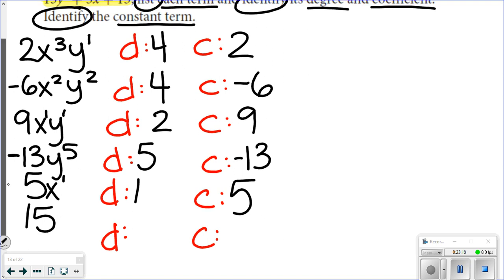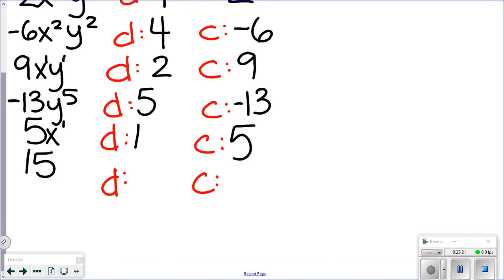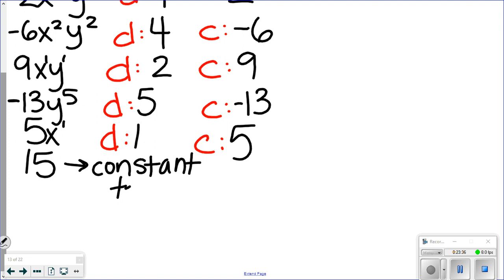And then the last one here, I'm actually going to erase this because my degree is 0. My coefficient doesn't exist. What do we call 15? This is our constant term because it's just a number without a variable.